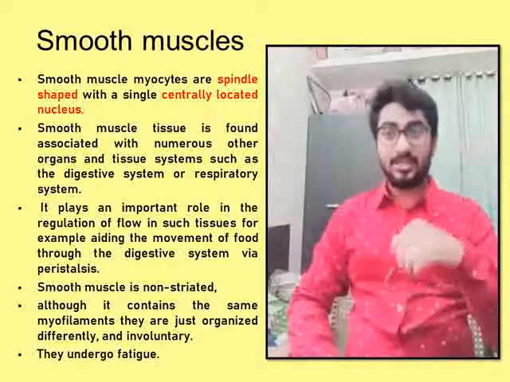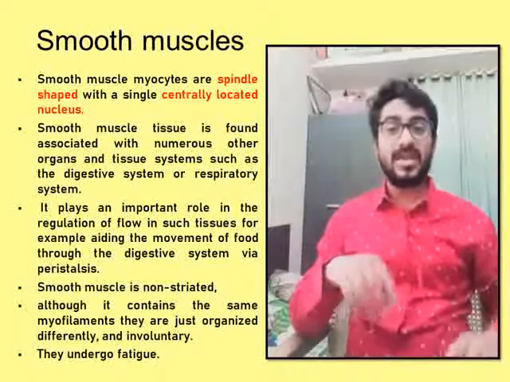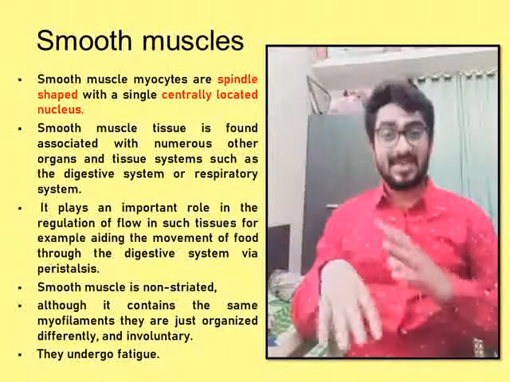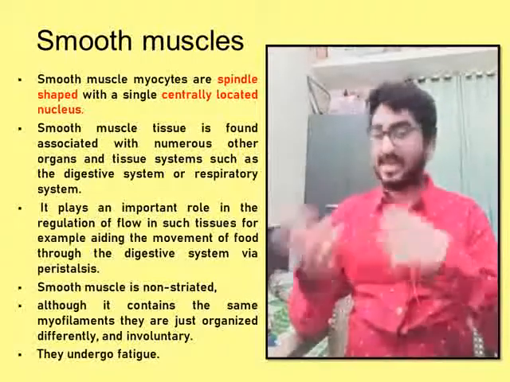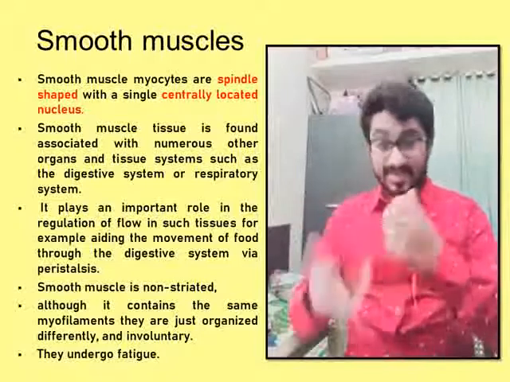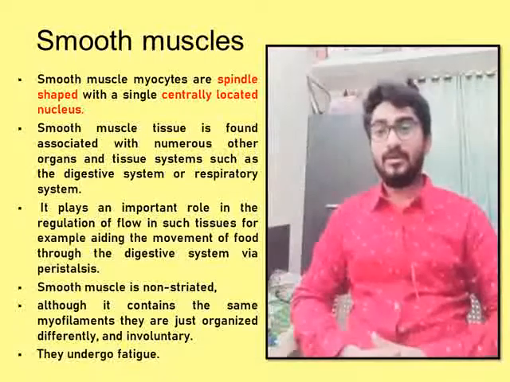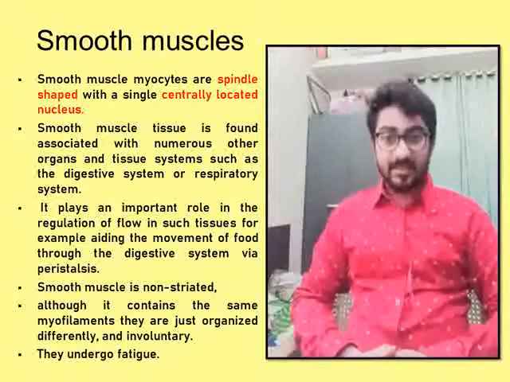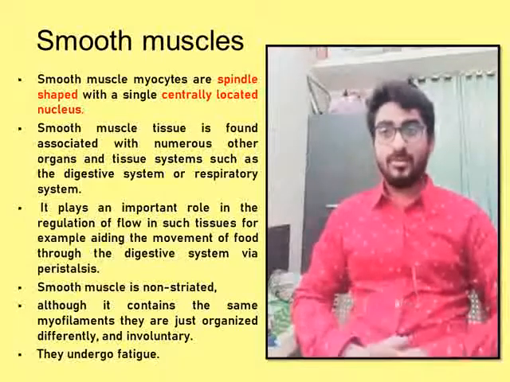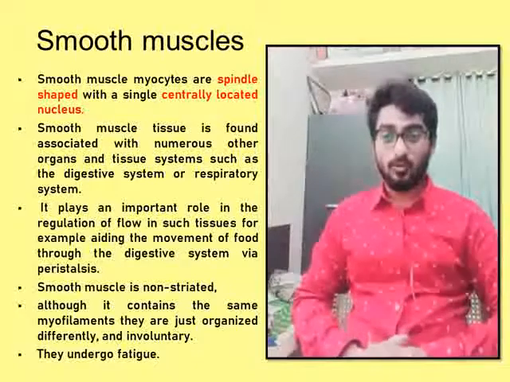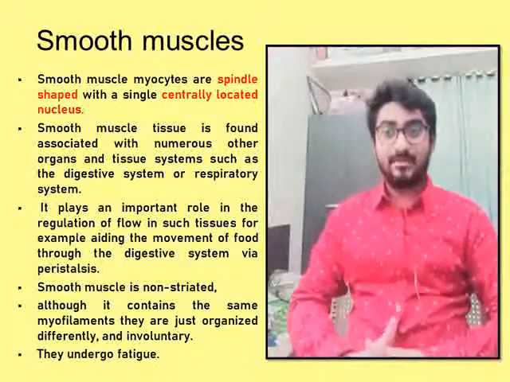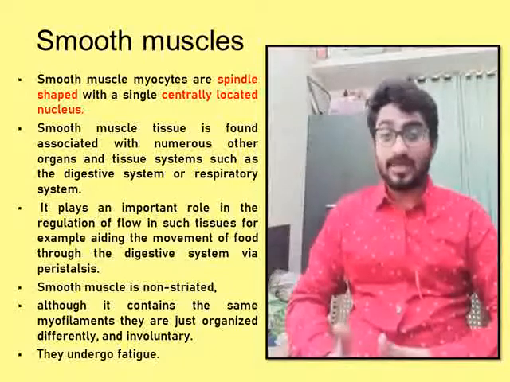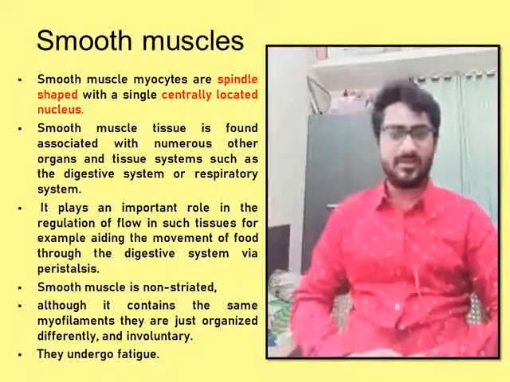Smooth muscle tissue is found associated with numerous organs and tissue systems, such as the visceral systems like the digestive system, respiratory system, excretory system, etc. It plays a major role in the regulation of flow in such tissues, for example, aiding the movement of food through the digestive tract via peristalsis.